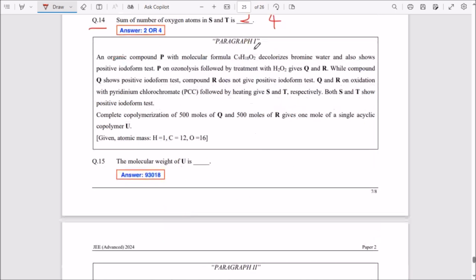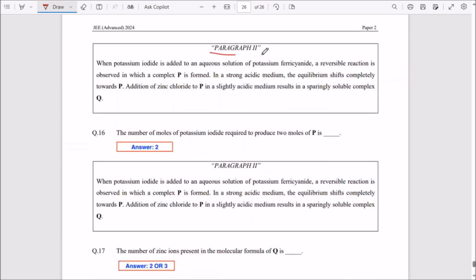Next, based on the same paragraph I, the question 15, the molecular weight of U, the polymer, what we obtain is 93018.